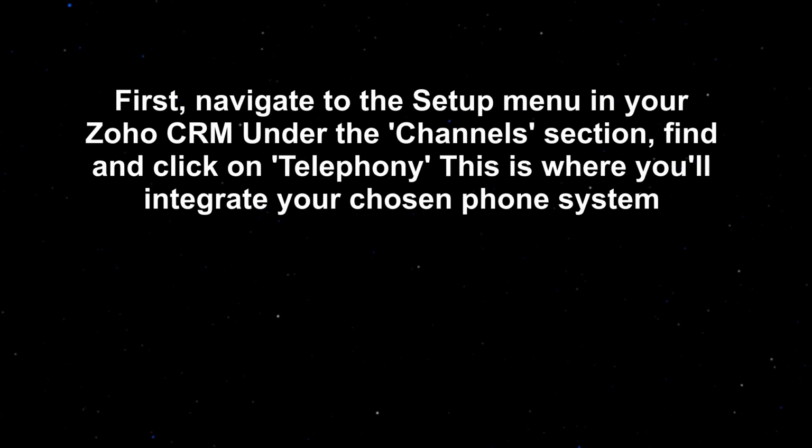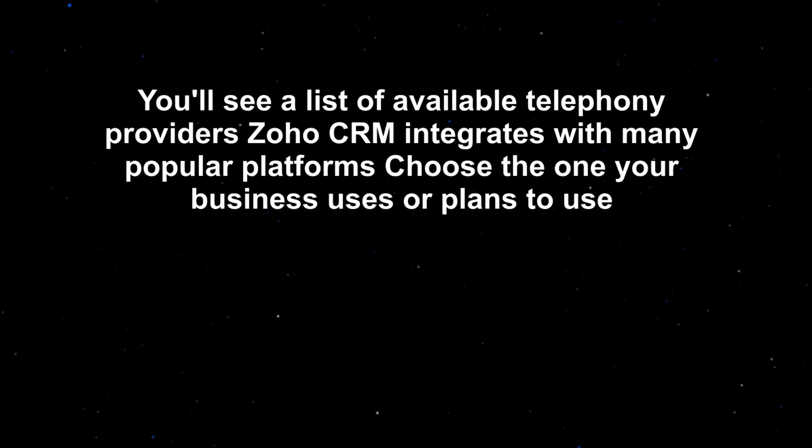First, navigate to the Setup menu in your Zoho CRM under the Channels section. Find and click on Telephony. This is where you'll integrate your chosen phone system. You'll see a list of available telephony providers. Zoho CRM integrates with many popular platforms. Choose the one your business uses or plans to use.